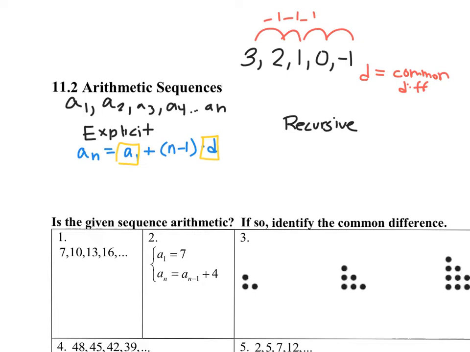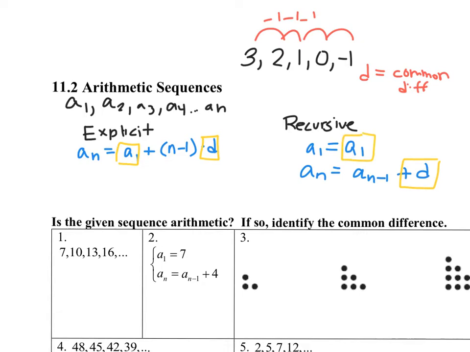A recursive formula for an arithmetic sequence would look like this. a sub 1 equals a sub 1. And then to get the nth term, you're going to take the previous term. So if this would be like a sub 6, then a sub 6 minus 1 would be a sub 5. That stands for the previous term. So you're going to take the previous term and just add the common difference. So again, you would fill in this and this with a number.